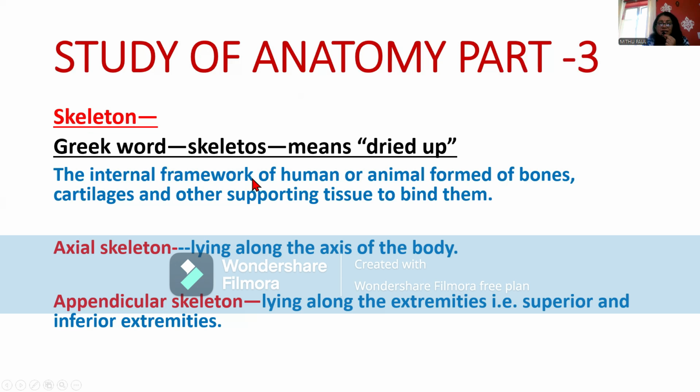So the skeleton, as you know, is an internal framework of a human or animal, formed of bones, cartilages, and, to connect them, different binding tissues. And in the dried-up state, we will get the bones only. No cartilage, no binding agent. The skeleton is again divided as per distribution into the axial skeleton, which consists of the bones distributed along the axis of the body, and the appendicular skeleton. They are lying in the extremities, that is the superior extremity or upper limb, and the inferior extremity.